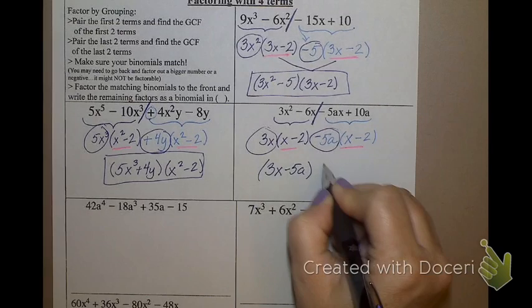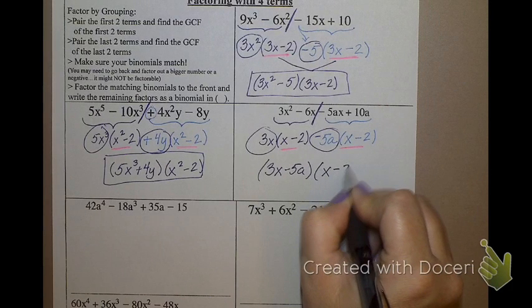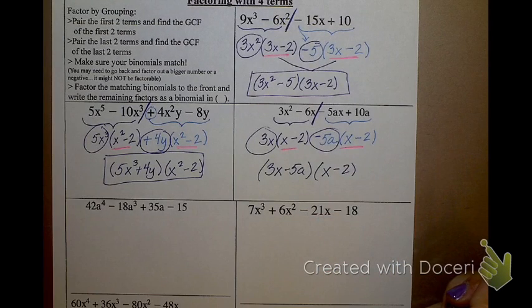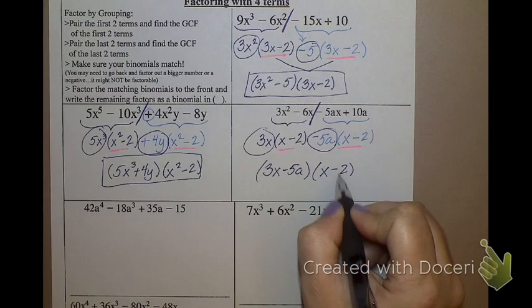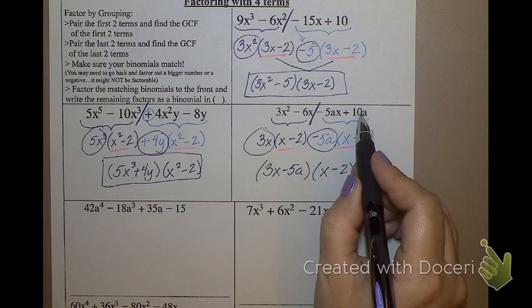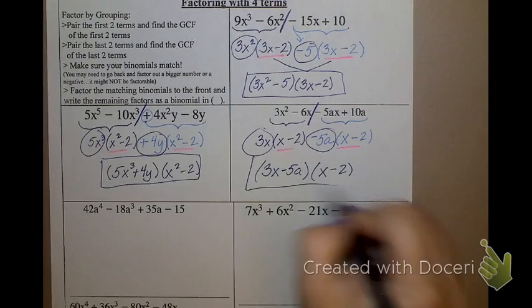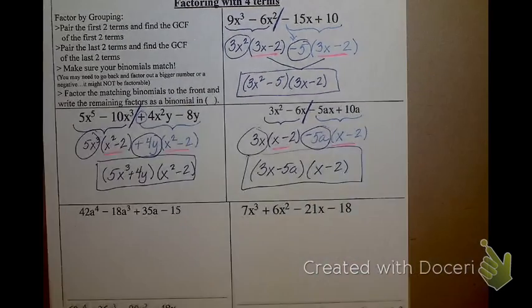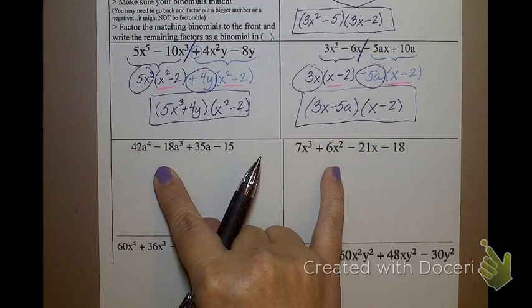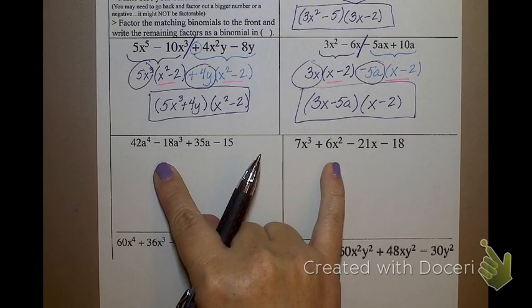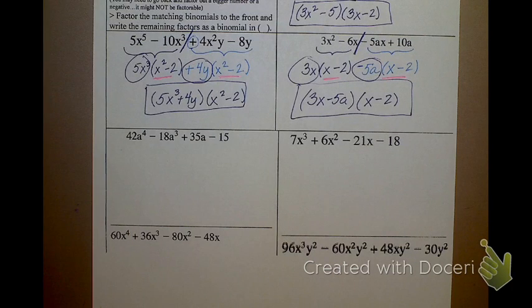And what's the other one? X minus 2. Now, could I check my answer? Absolutely. On all of these, you can check your answer. How do you do that? Multiply it all out, and if you did it correctly, you should get exactly the terms you began with. Okay? All right, why don't you take a minute and try these two. Follow the same method. You take a minute and try those ones.